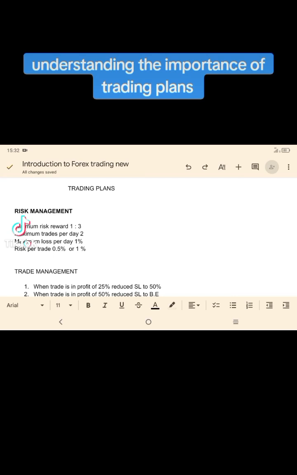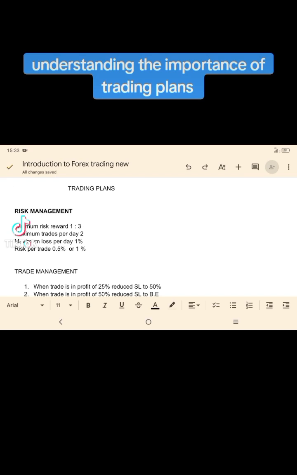Today we'll be talking about trading plan. When you hear trading plan, what comes to your mind? How do you relate with it? Now, trading plan is something that every trader must understand how to go about it. Number one thing you need to have as a trader is a trading plan.